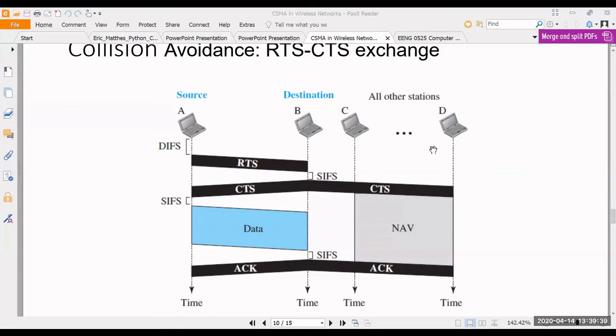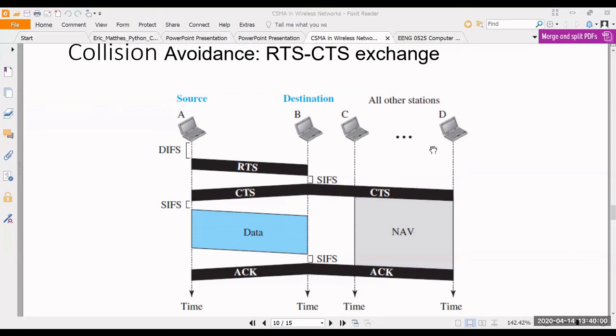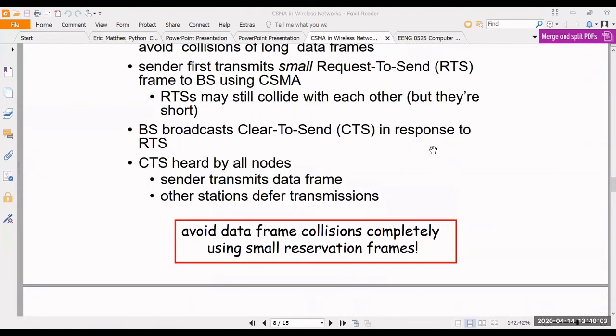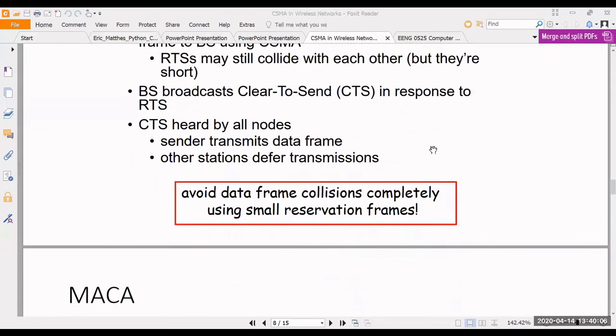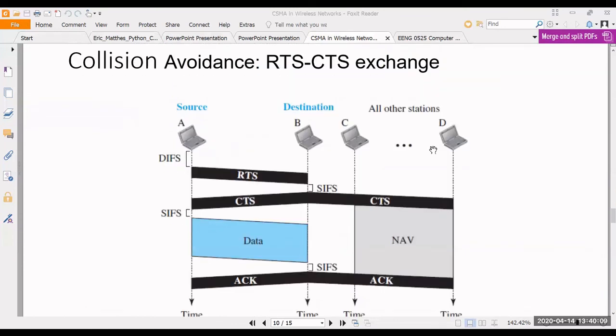There can be a collision if two nodes send clear to send. That is, assuming C also has sent a request to send to D, and D transmits a clear to send, and D also transmits a clear to send. That is when there could probably be a collision. Almost there, but the only time we can have collision is when we are transmitting the request to send frame. Do you get it?